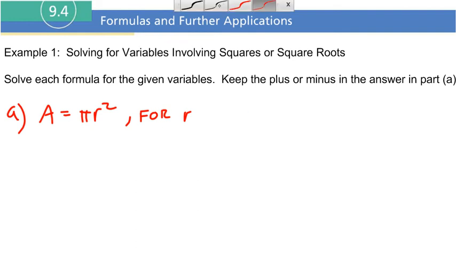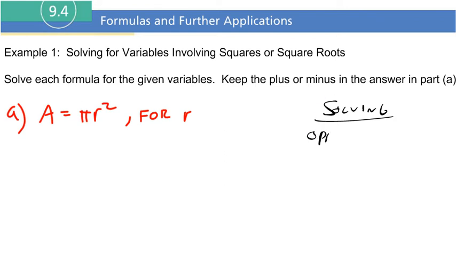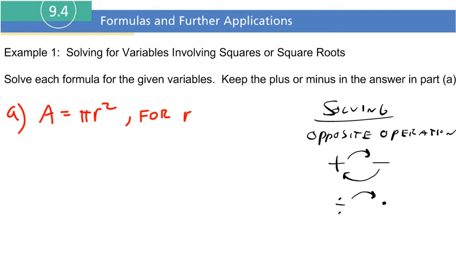Okay, so let's just review. Anytime that we're solving, we always want to use the principle of the opposite operation. Okay, so the opposite of addition is subtraction, and the opposite of subtraction is addition. The opposite of division is multiplication, and the opposite of multiplication is division.